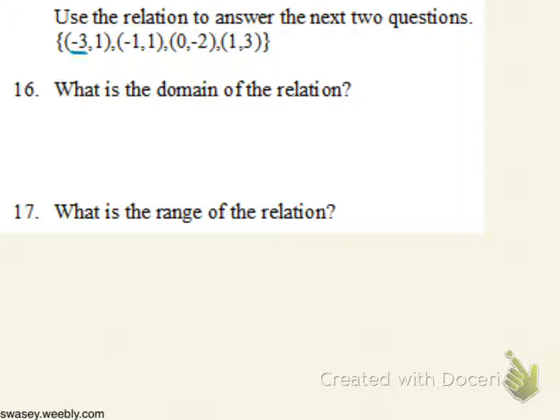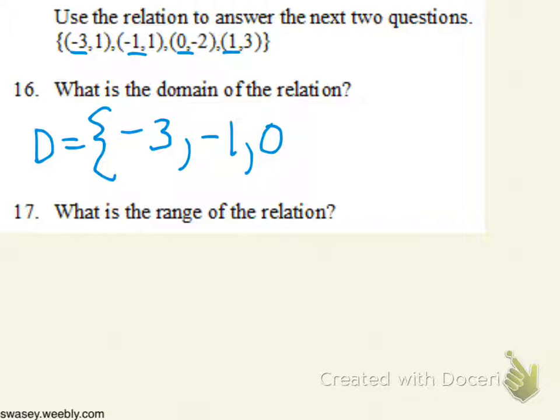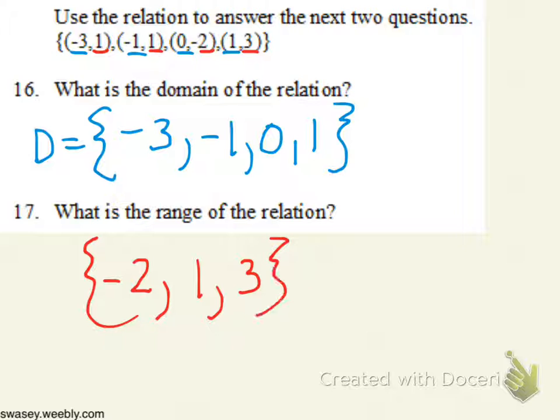Domain. Domain is the x values. And you're going to list them from least to greatest. If a number repeats, you only list it one time. The range is the y values. So for our y values, we have 1, 1, -2, and 3. When we list them from least to greatest, if a number appears more than once, we only list it once.